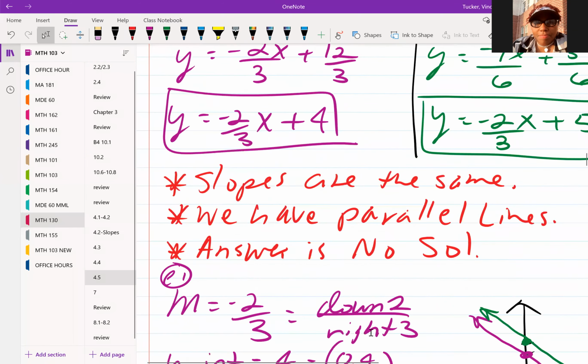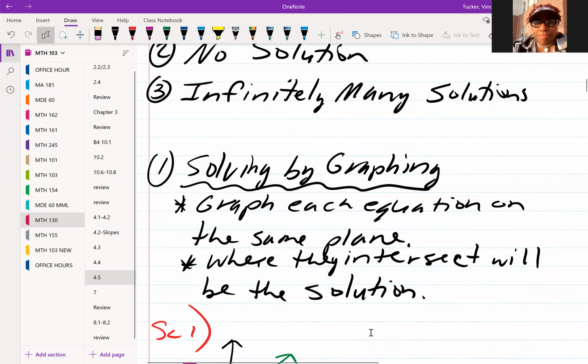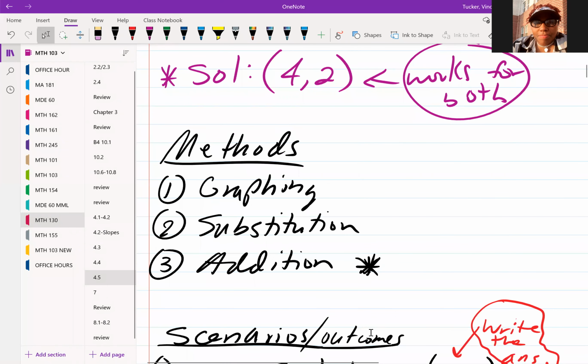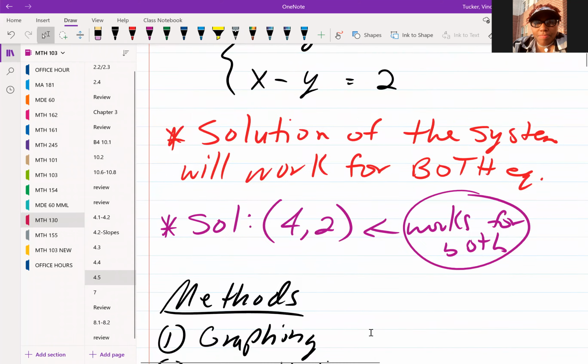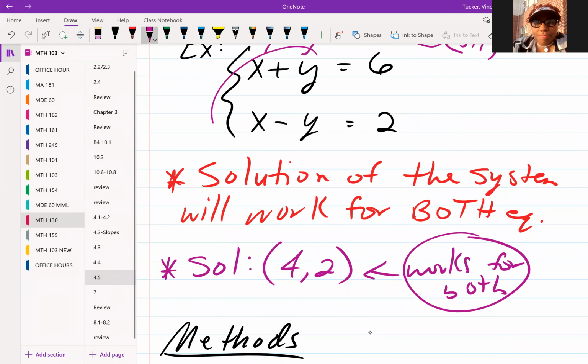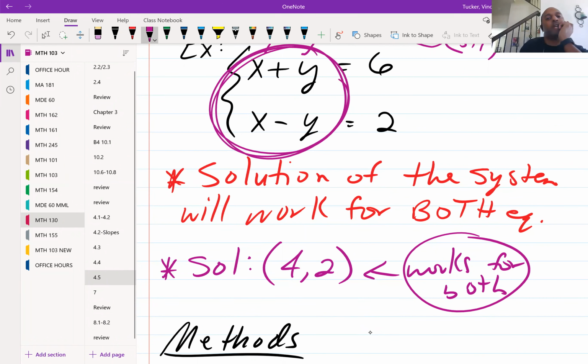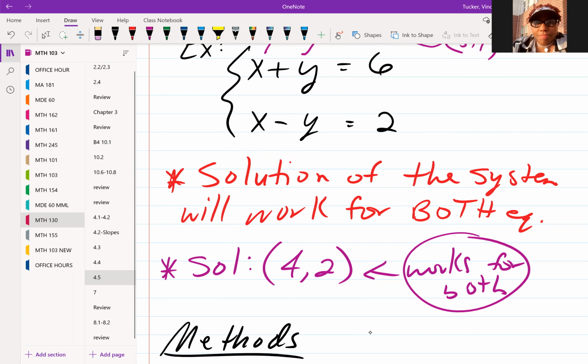Excuse me, Professor. Before we move on any further, could you briefly go back over how the 4 works for both equations? Well, plug them in here. 4 is x and 2 is y. So what would it be? 4 plus 2 equals 6. And then 4 minus 2 equals 2. So the solution is 4 and 2.